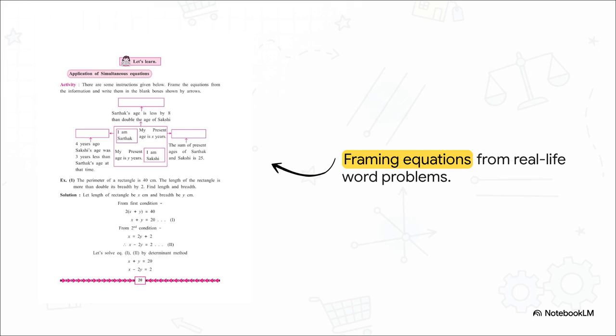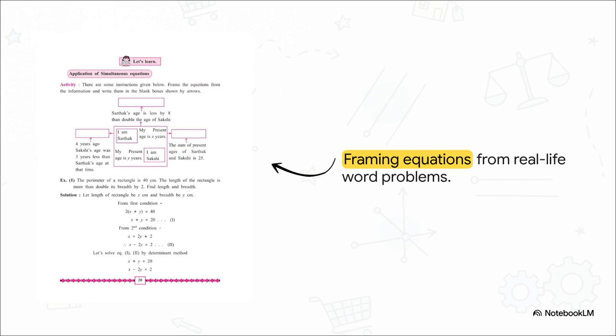Let's look at this logic flow. It says, the sum of present ages of Sarthak and Sakshi is 25. Well, if Sarthak is x and Sakshi is y, that simple sentence literally becomes x plus y equals 25. Easy, right? Now, consider another example regarding a rectangle. The perimeter of a rectangle is 40 centimeters. We all know the standard formula for a perimeter is twice the length plus twice the breadth. So, we frame it as 2 times the bracket x plus y equals 40, which easily simplifies down to x plus y equals 20. By just carefully reading the word problem, we extract the simultaneous equations hidden right there within the text.